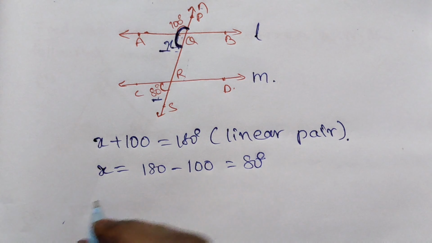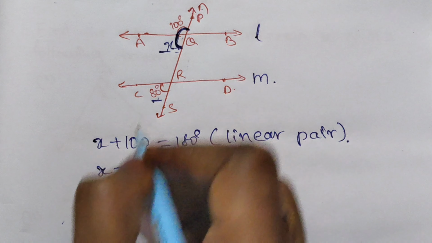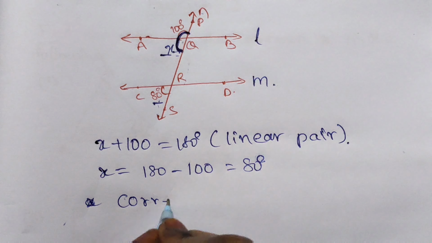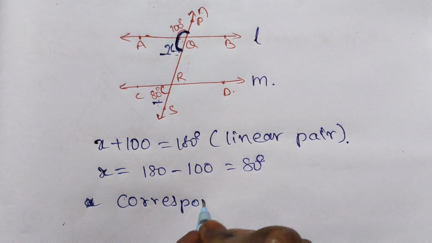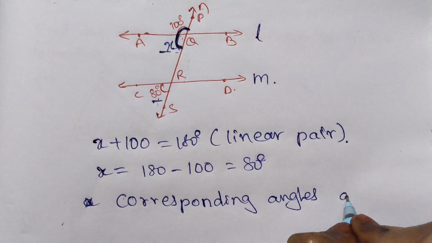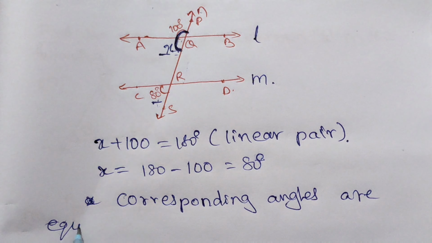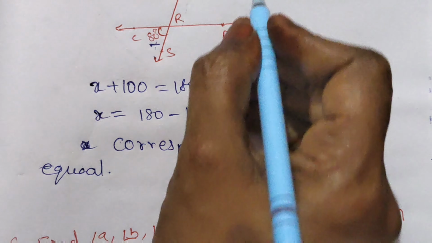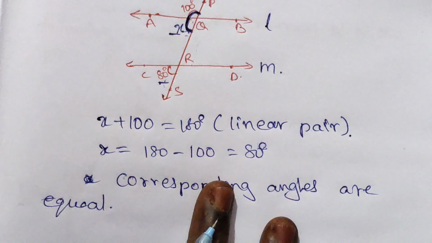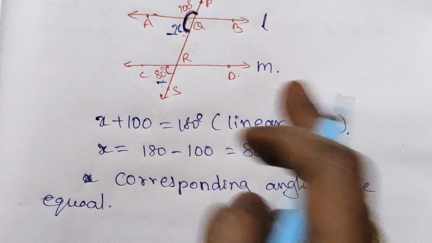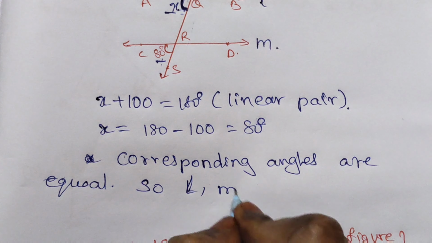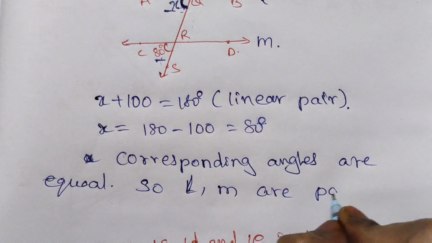So this angle is x and these are corresponding angles. From this we can say that corresponding angles are equal. So L and M are parallel lines.